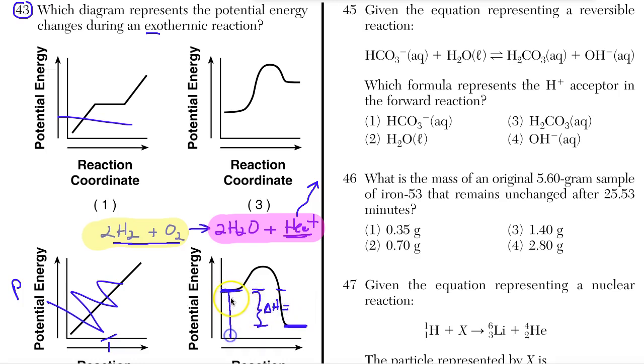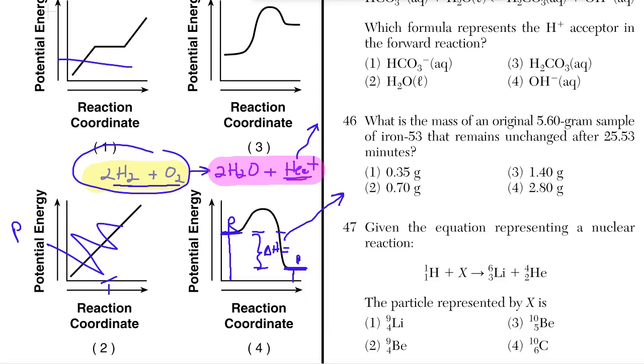We have all this energy. This is the potential energy of the reactants, which would be this right here. This little line right here is the potential energy of my products, a lot less. The reactants had all this potential energy. The products have a lot less. What happened to it? It got released. So therefore, the exothermic reaction is choice 4.